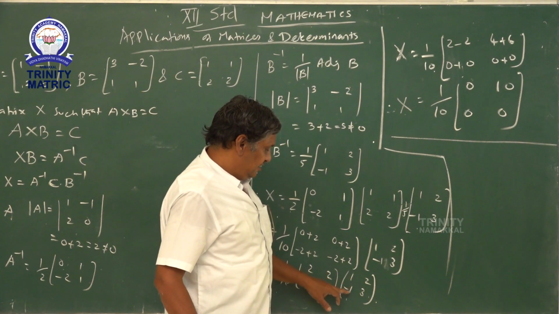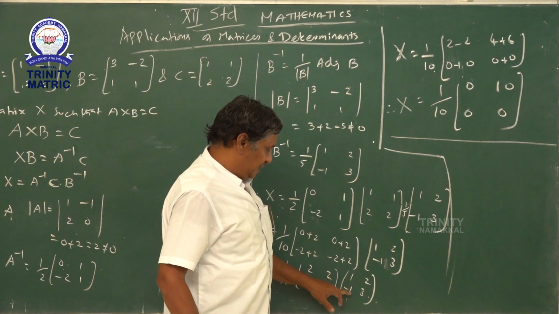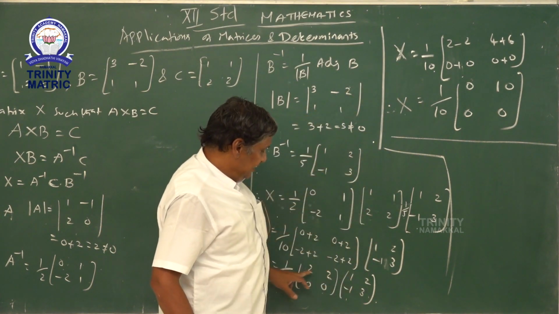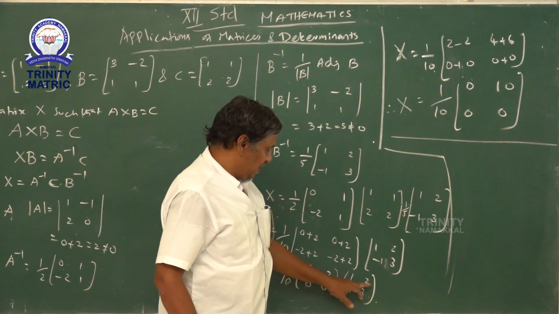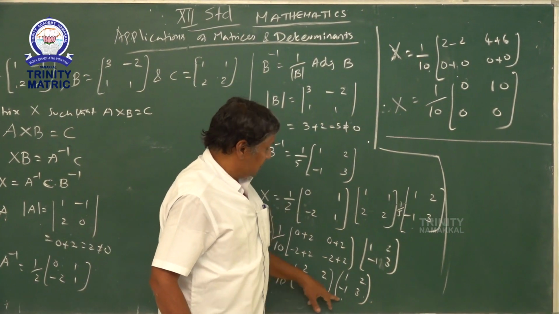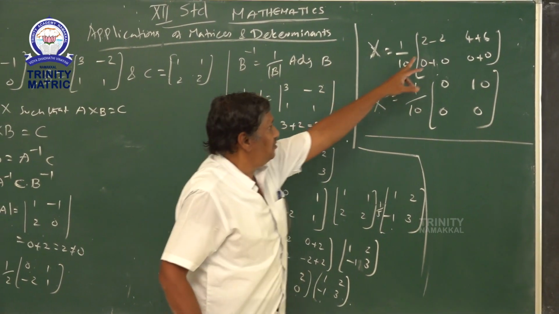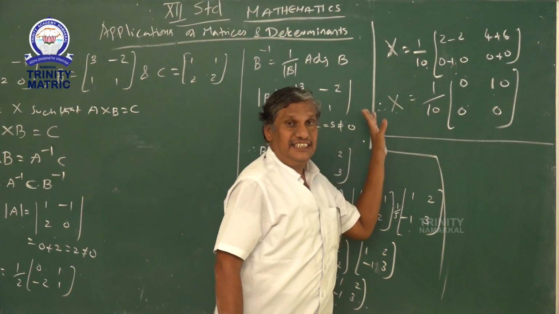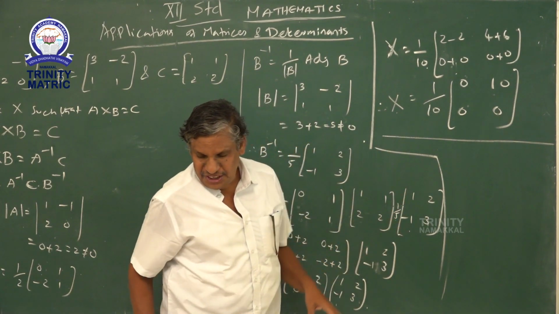First row, first column. So 2 minus 2. Then 2 twos are 4, 2 threes are 6. 0 into any number is 0. So 0 plus 0, 0 plus 0. 2 minus 2, 0. 4 plus 6, 10. 0, 0. That is all. Very easy. You can do it once again.